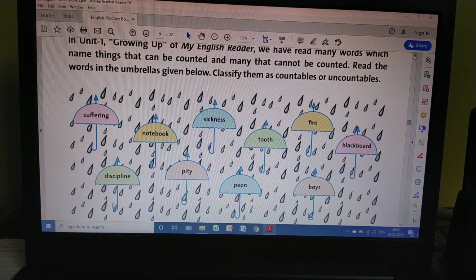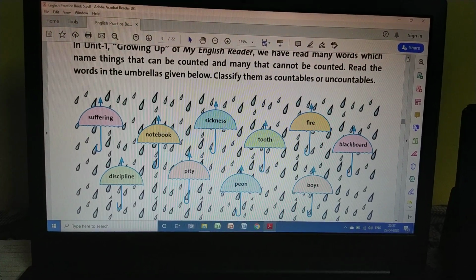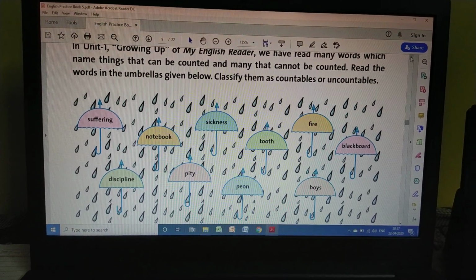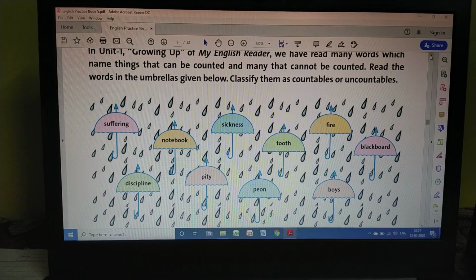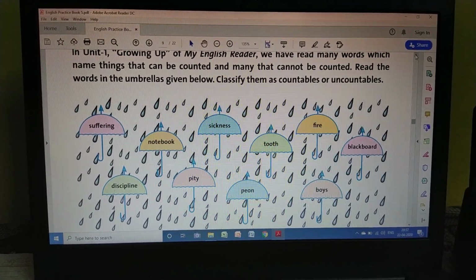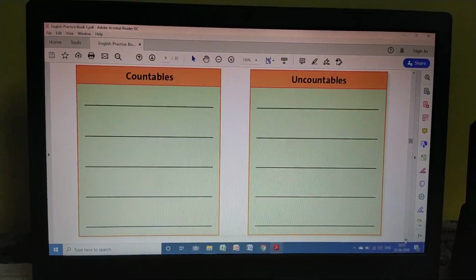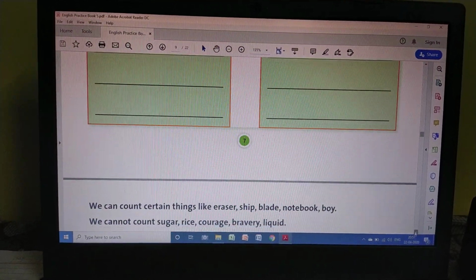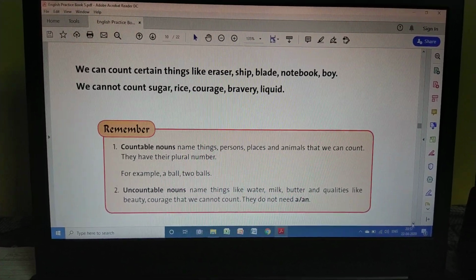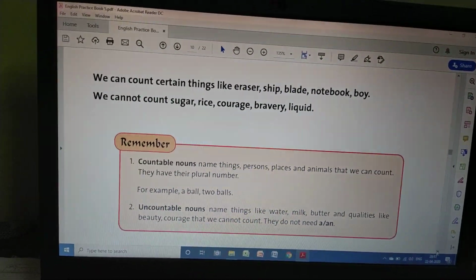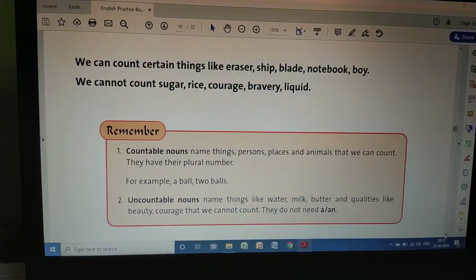Okay, so I'll just read the words for you all, and they are suffering, notebook, sickness, tooth, fire, blackboard, discipline, pity, Pune, and boys. You are supposed to separate this into countable and uncountable nouns. Okay, now we move on to the second one. We count certain things like eraser, ship, blade, notebook, boy. We cannot count sugar, rice, courage, bravery, liquid.